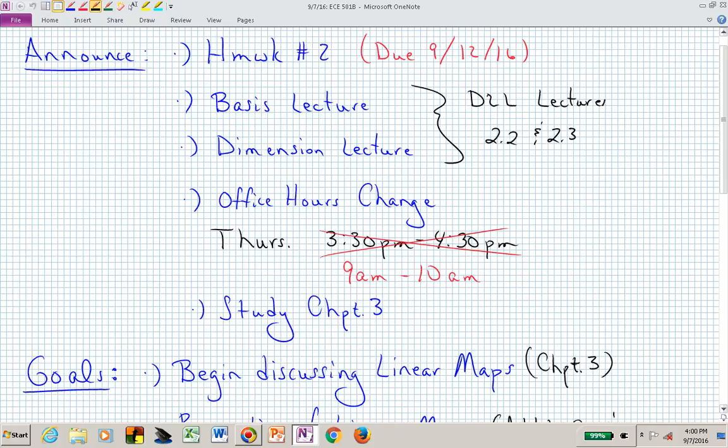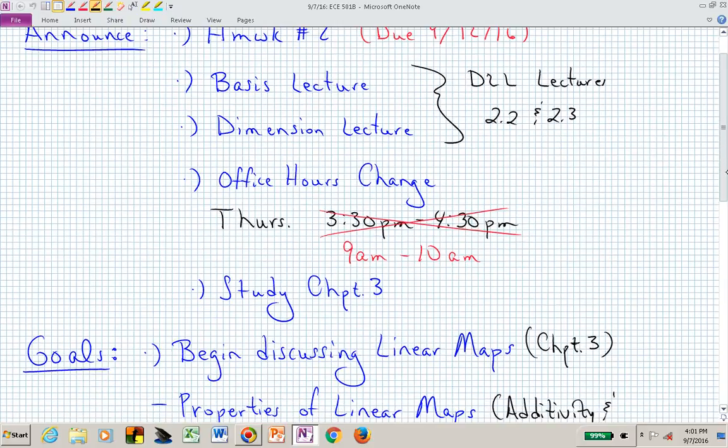Basis vectors is what was provided essentially for the Labor Day period, and then dimension follows that. But basis has two properties associated with it that I want you to keep in mind. Basis vectors span the entire vector space, and those vectors are linearly independent. Those two properties constitute basis vectors, and that's what is talked about in that lecture.